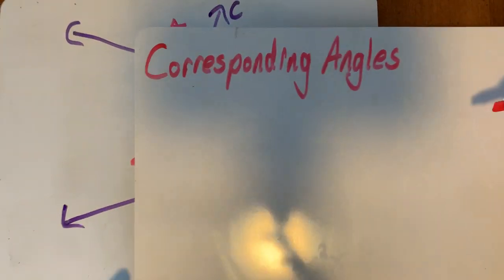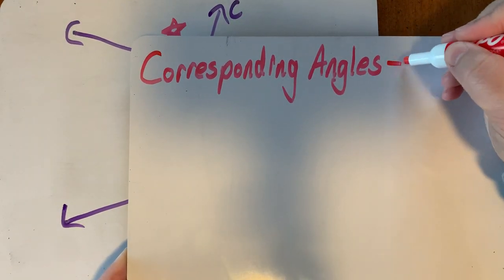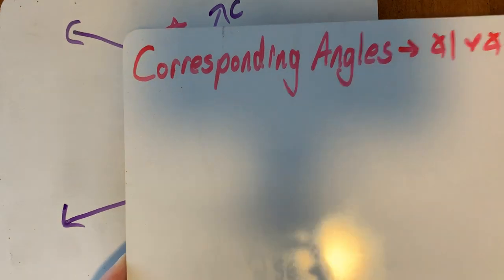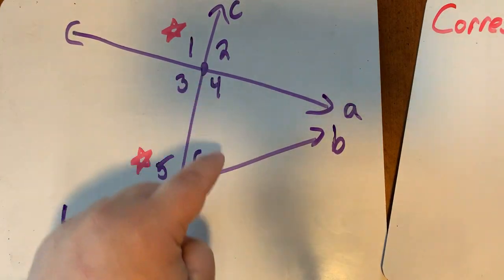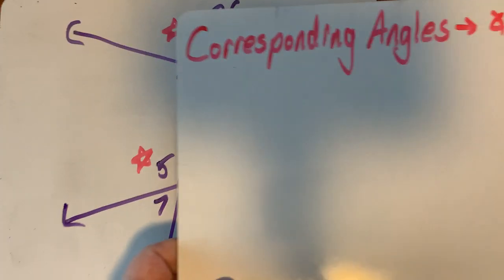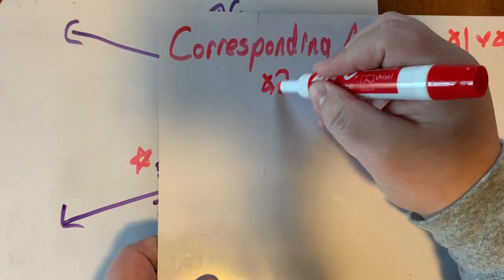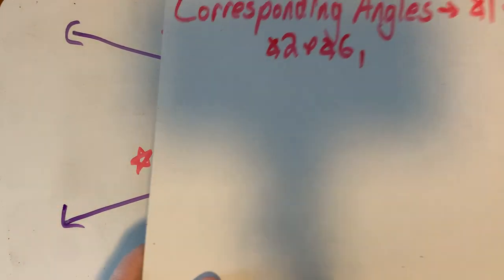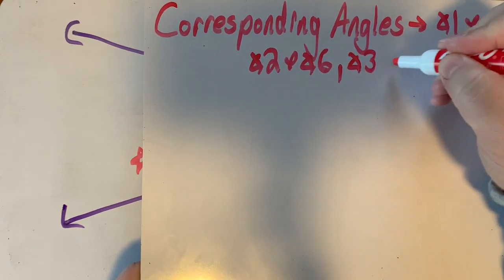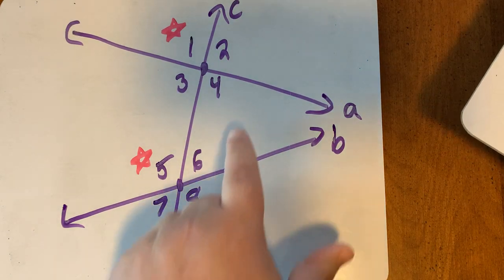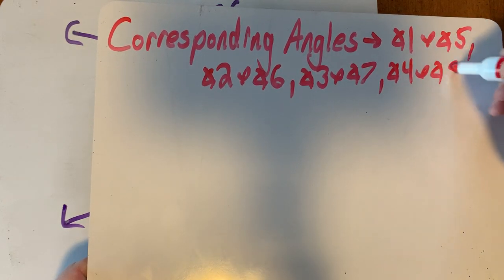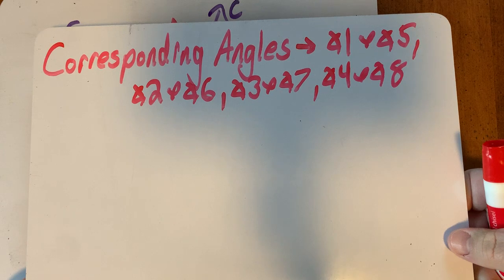So angles like that are corresponding angles. So that's angle 1 and angle 5 are corresponding angles. Angle 2 and angle 6 are in the same position. Angle 3 and angle 7. And then angles 4 and 8. All right, so those are called the corresponding angles.